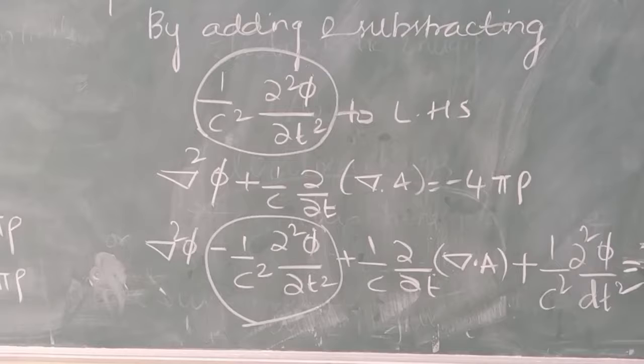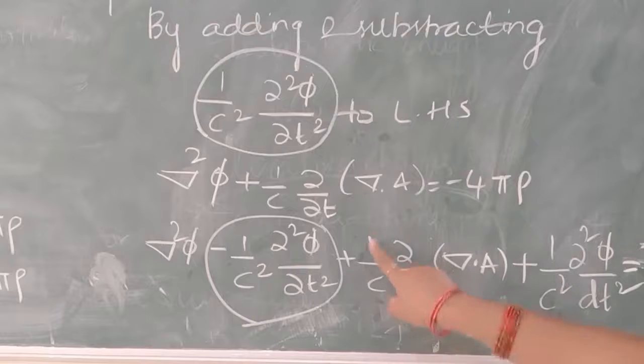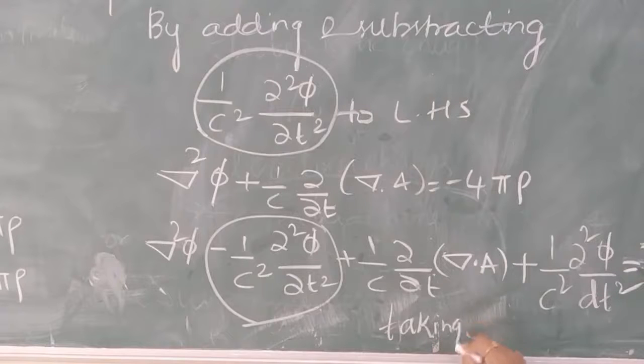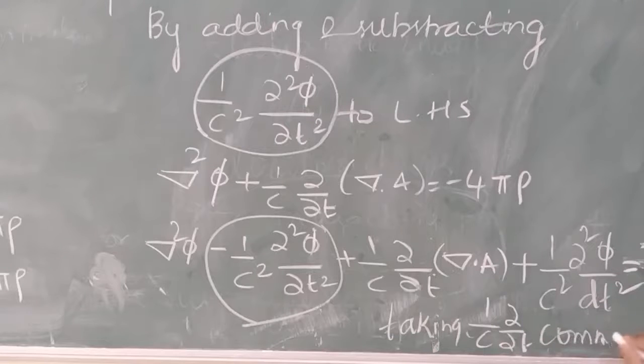Now among these two terms, I am taking common. What term can I take common? Here you can see, 1 by c dou by dou t, I can take common, right? Taking 1 by c dou by dou t common, only from these two terms I am taking. Okay?